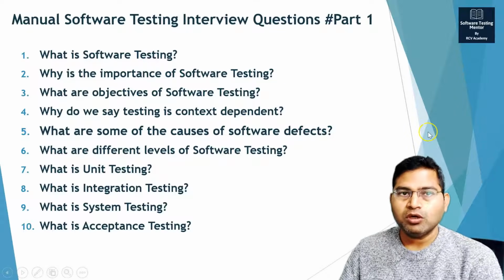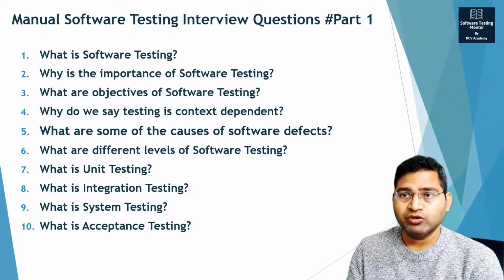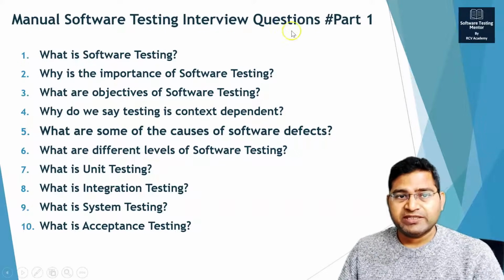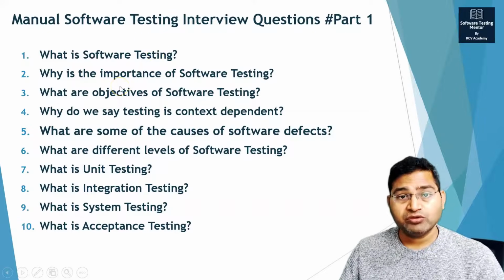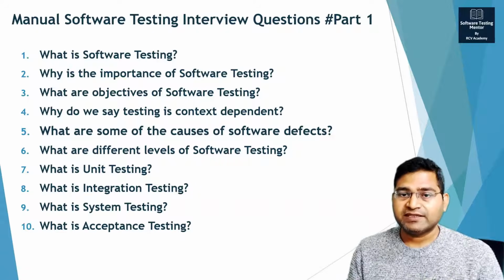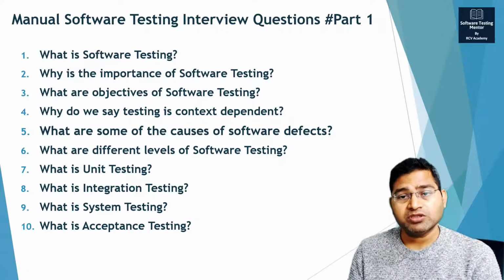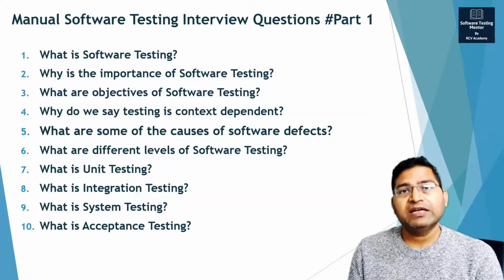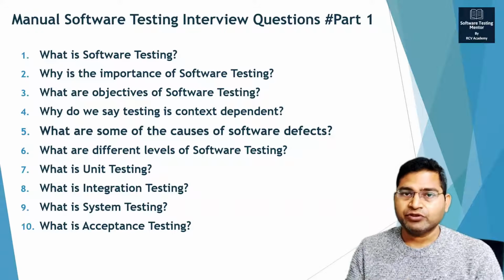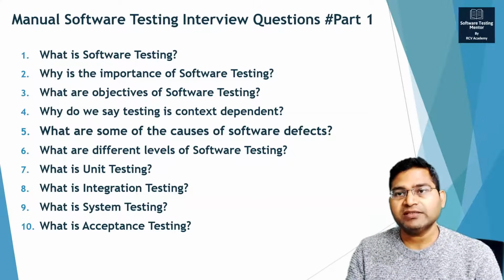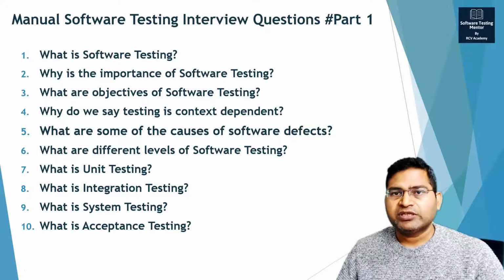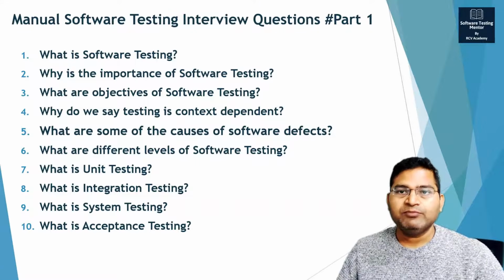So what are we going to cover in this particular video, part 1 of manual software testing interview questions? We are going to cover very basic questions. What is software testing? Importance of software testing, objectives of software testing. Then why do we say that software testing is context dependent, and some of the causes of software defects. What are the different levels of software testing? Then we'll cover unit, integration, system, and acceptance testing. So these are the 10 questions we are going to discuss in this part 1. Now, if you are in any interview and any of these questions are asked, you will be able to answer them very efficiently.